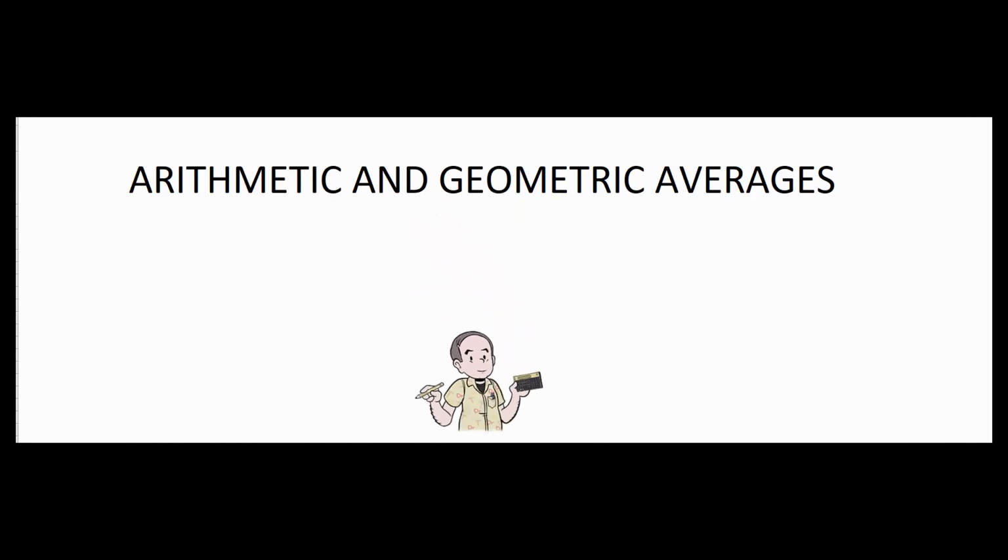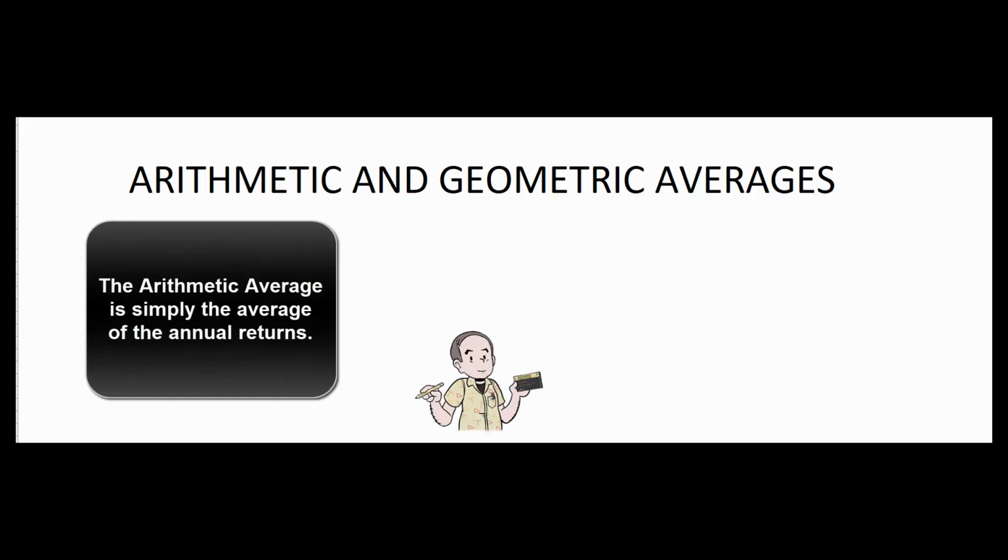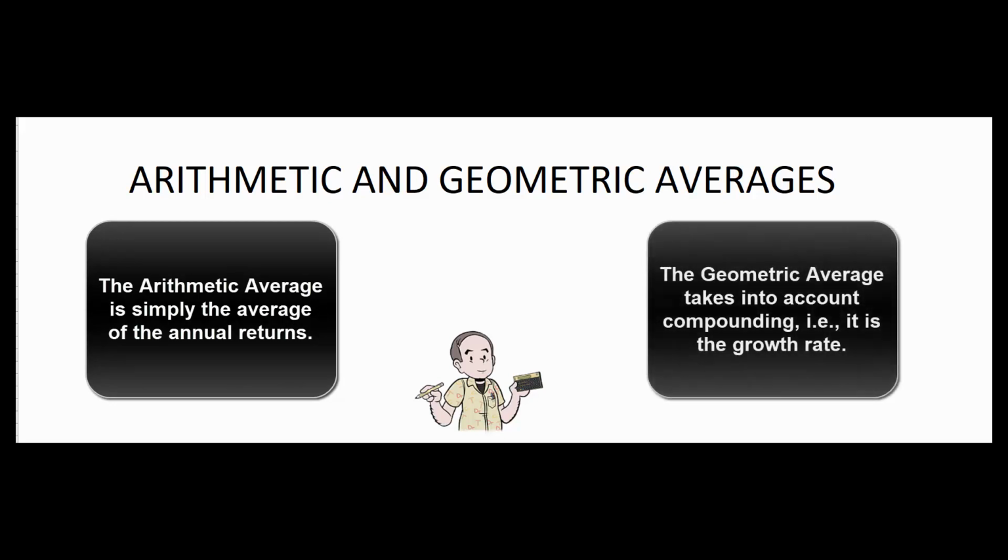In finance class, we probably want to make a distinction between the arithmetic average and the geometric average when it comes to rates of return for an investment. The arithmetic average is answering the question, what was the average of the yearly rates of return? Whereas the geometric average answers the question, what was the growth rate of your investment?